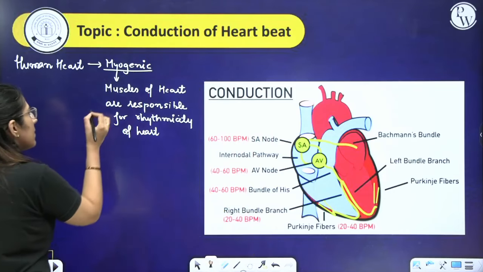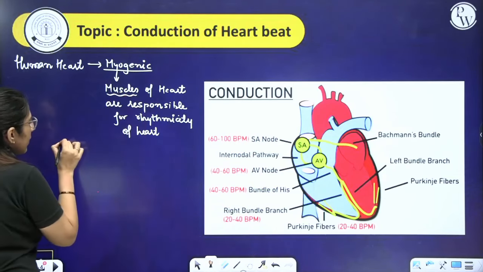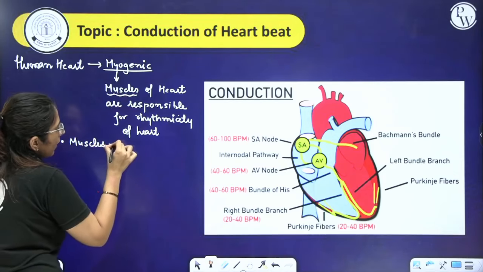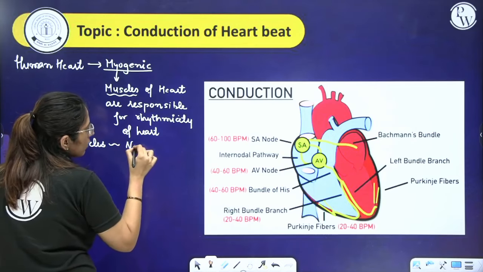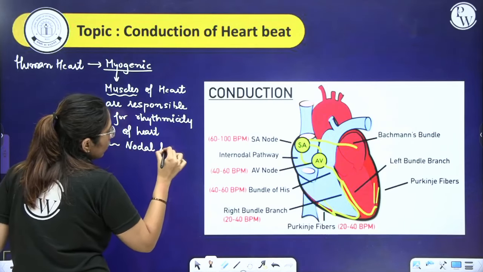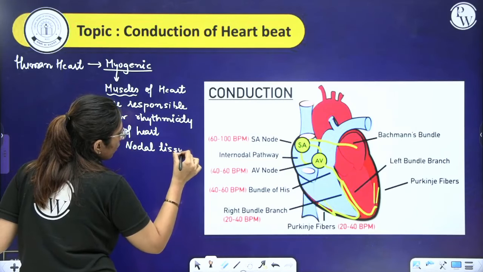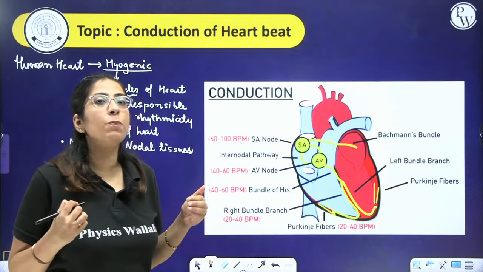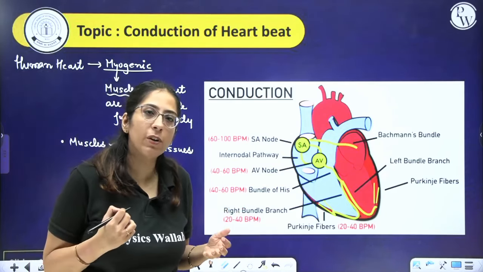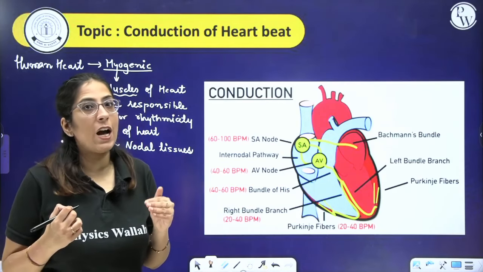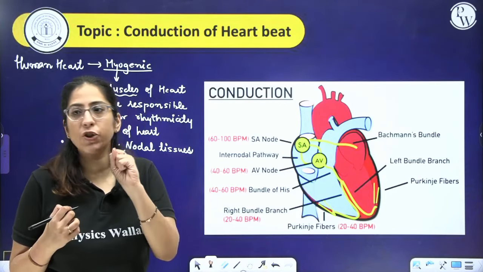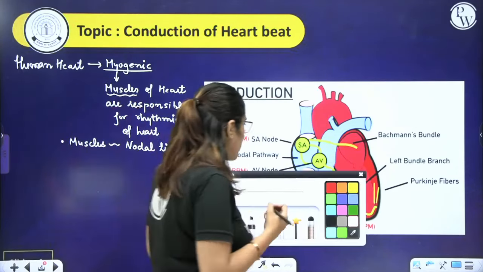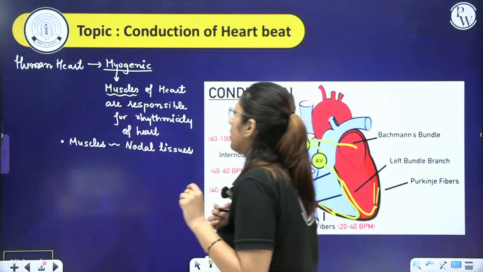Now these muscles are termed as nodal tissues. They are termed as nodal tissues, right? And they basically undergo the process of depolarization. So continuous depolarization and repolarization leads to contraction and relaxation respectively. Clear? So these are nodal tissues responsible for the depolarization and repolarization, right?